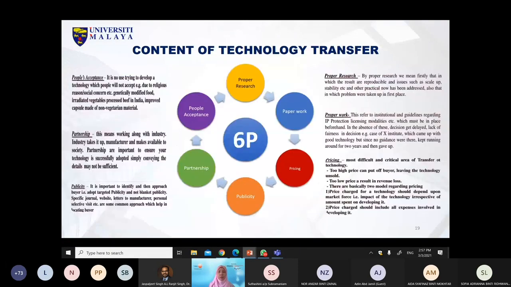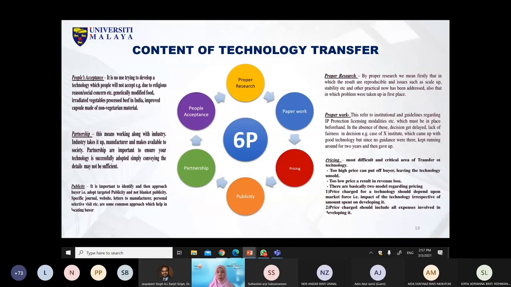So in terms of the process of commercialization, you have the contents of the technology transfer. First of all, your proper research. Proper research means that the results are reproducible and issues such as scale up are addressed. It means that when someone else wants to copy and emulate your research, it can be duplicated and scaled up. So this is called proper research. And other practical issues have been addressed, everything has been taken up and put in place.